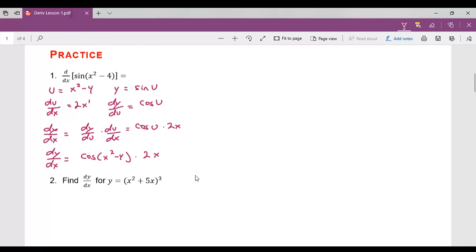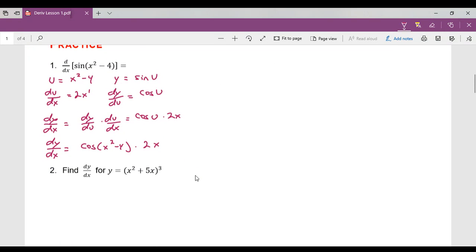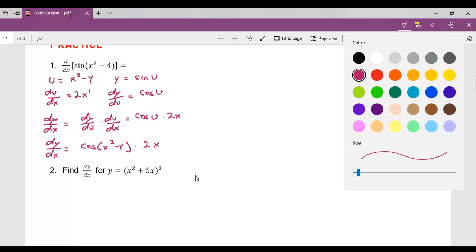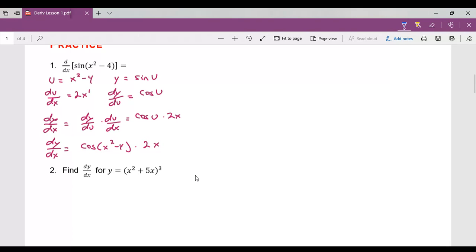Now, I would never in a bazillion years do this problem that way. So how would I do this problem? All right, so hopefully you can follow me here. Sometimes it takes two or three problems before you get what I'm getting at. All right, so I'm going to rewrite this. So I have d/dx, that just means take the derivative of sine of x squared minus 4.